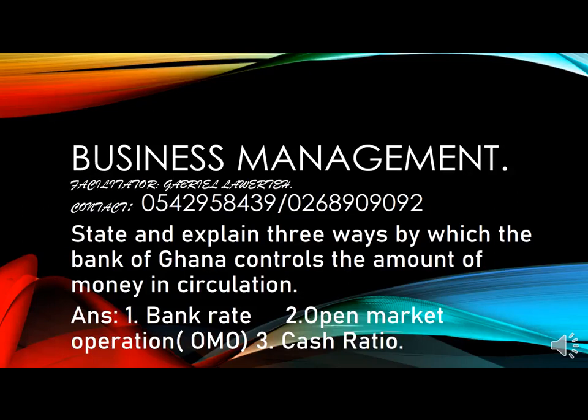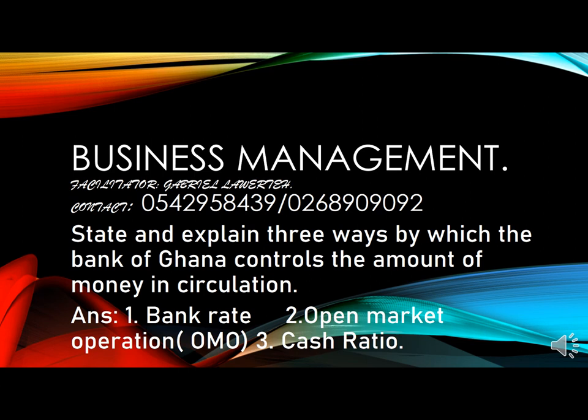To the actual section on business management. We are looking at this question: state and explain three ways by which Bank of Ghana controls the amount of money in circulation. Kindly take note of these two things: what Bank of Ghana does when they want to reduce the amount of money in supply, and what they do when they want to increase the amount of money in supply. So in each of the points, these two things will pop up.